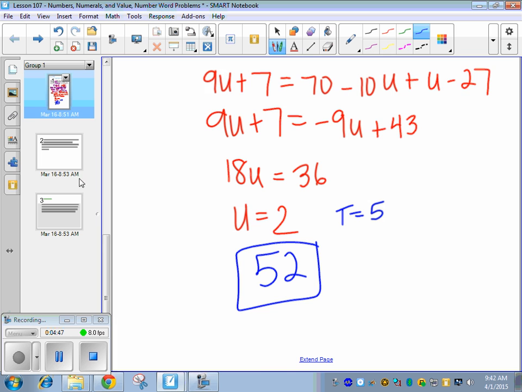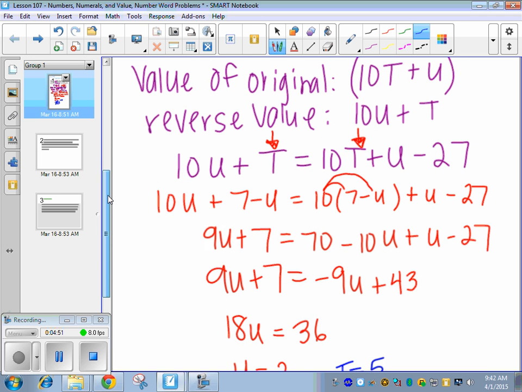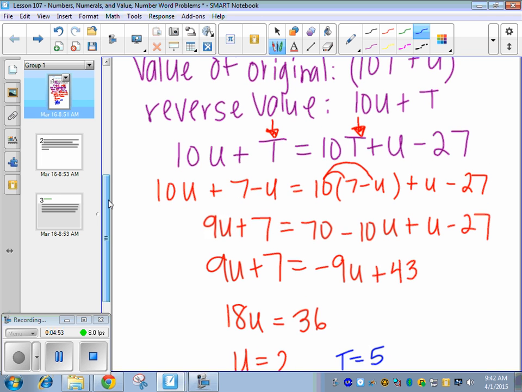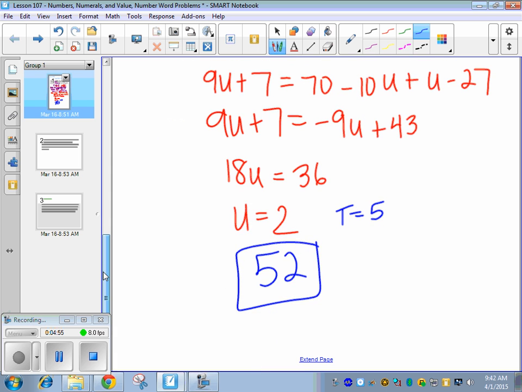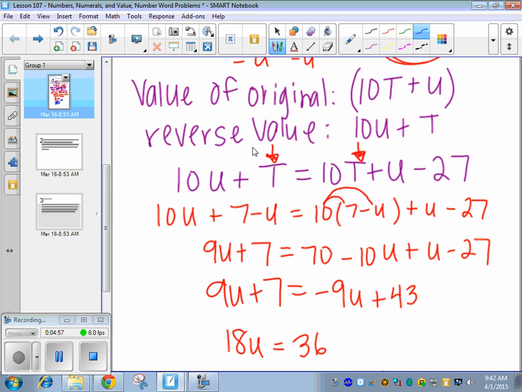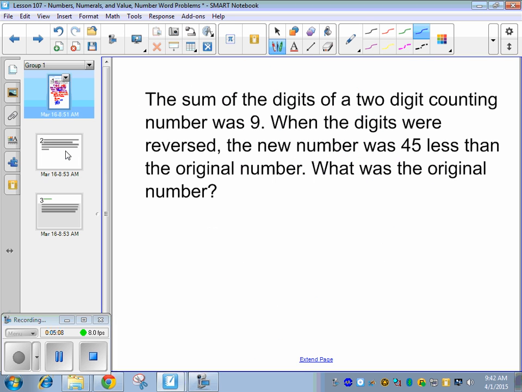Okay? And if we wanted to check our answer, we could, right? The reversed value, what would the reversed value be? 25. So we could say 25 is equal to 52 minus 27, okay? Let's try this one. I know, it's not great. We can guess that. You probably could. Yeah, that's what happened in first period with one student.